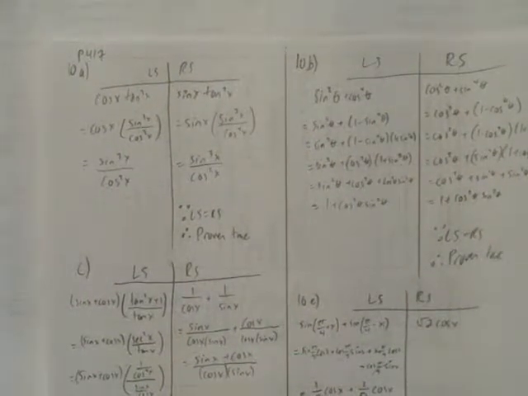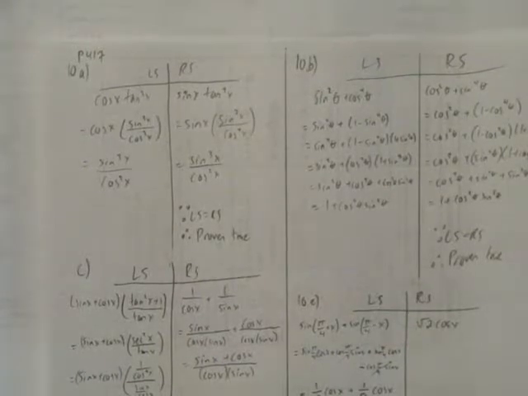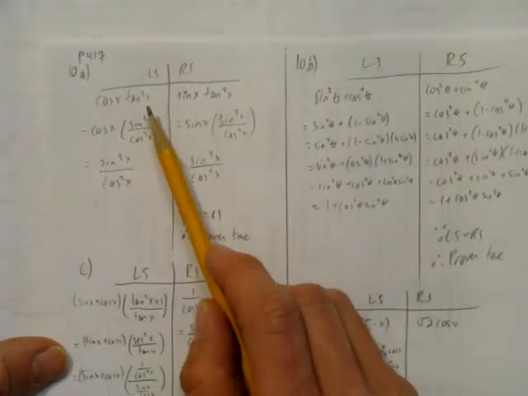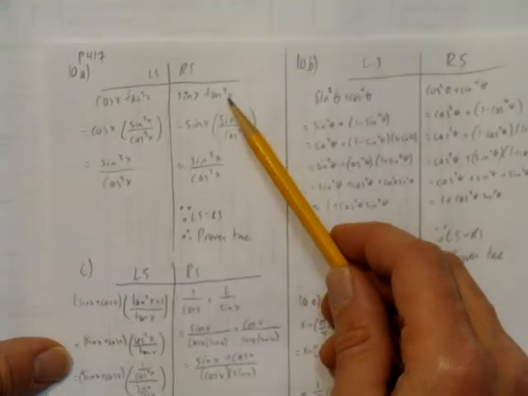These are proving trig identities from page 417. I'm going to show you some of question 10. The first one is cosine times tan cubed, trying to prove that that equals sine times tan squared.